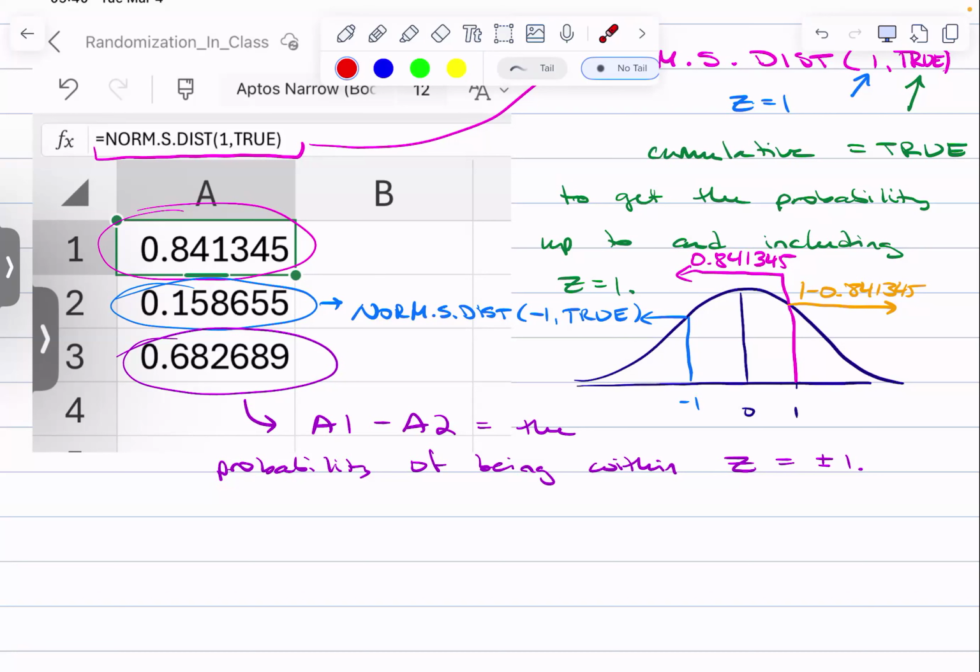Ta-da! So I can force my mu and sigma to be a z distribution, because we're talking about Zs here. But you could bypass that and give it the mu and the sigma, and then you don't need the Zs, but it'll do the same thing.